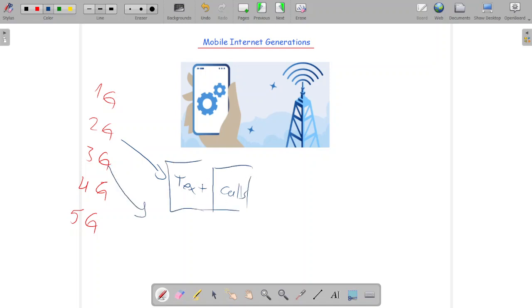And when 3G came in, the internet was provided with a speed of 2 megabits per second. Every generation provided new advantages and new benefits, but as this technology developed and reached this point, you will notice that it comes with different advantages and different disadvantages.